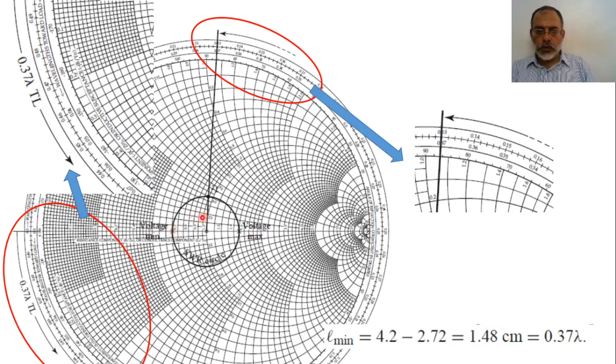Actually, we don't know the load. Me, myself, I know this is the location of the load. But we know that this is the point of the minimum. Okay? So I am moving from the minimum towards the load, not towards the generator, towards the load, a distance 0.37 to reach the load. I am moving from the first minimum a distance 0.37 to reach the load.